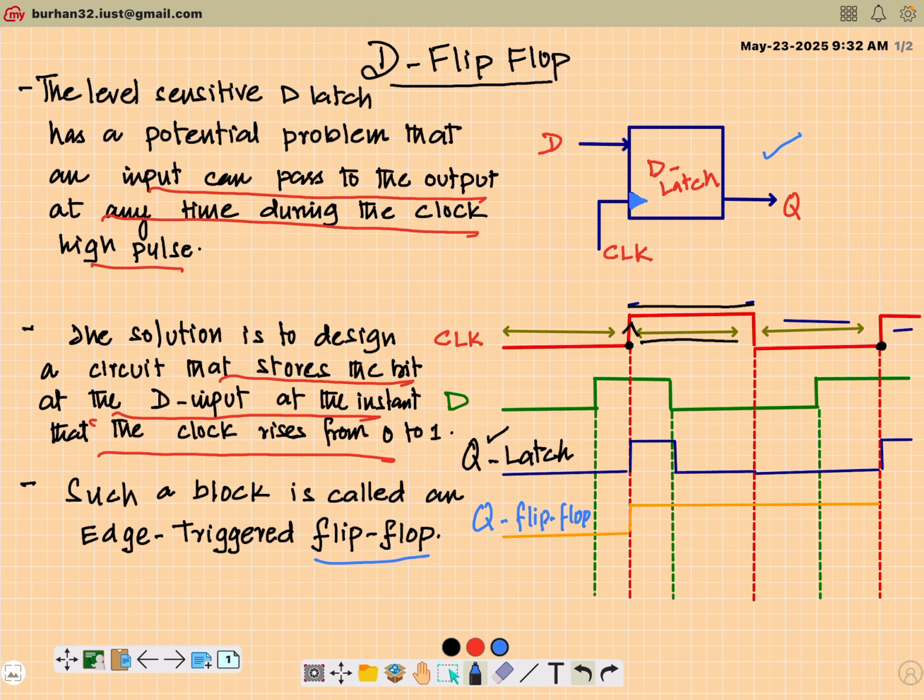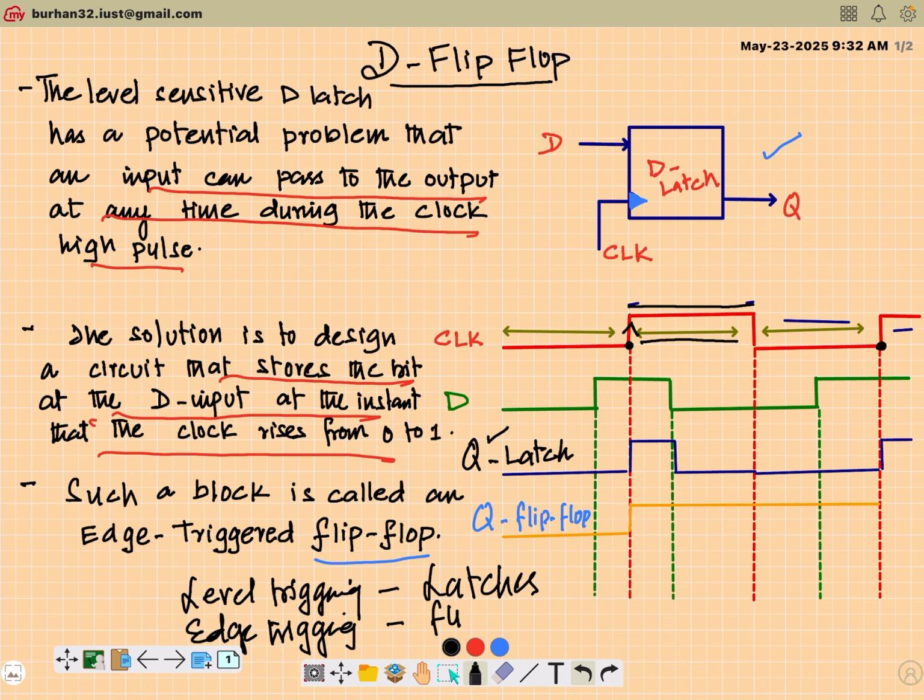Fine. So these are two things. One is known as level triggering, and level triggering is a characteristic of latches. And then there is edge triggering, and edge triggering is the characteristic of flip-flops. And this is more suitable because it gives you a more predictable behavior. So every time I say latch, it is implied that it has level sensitive triggering.